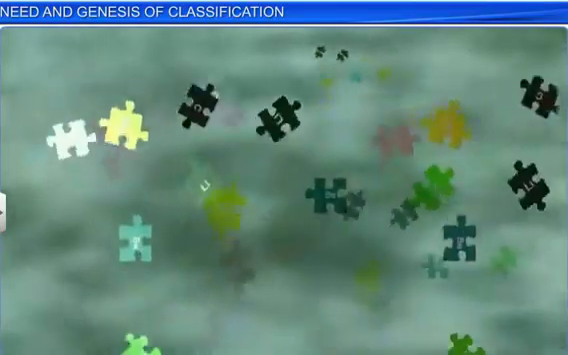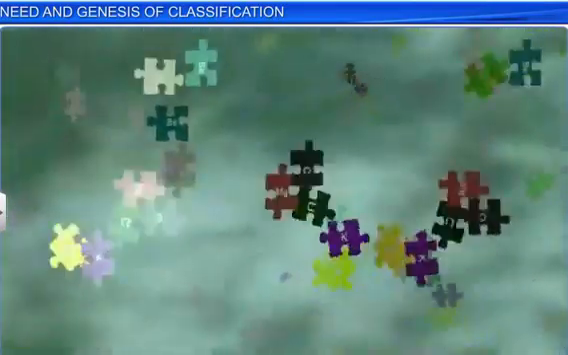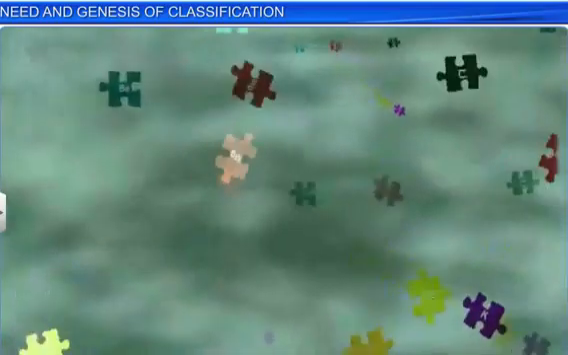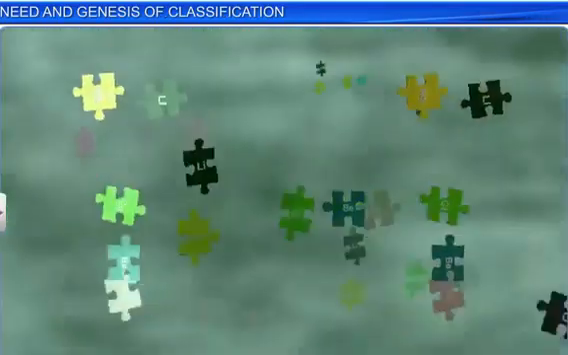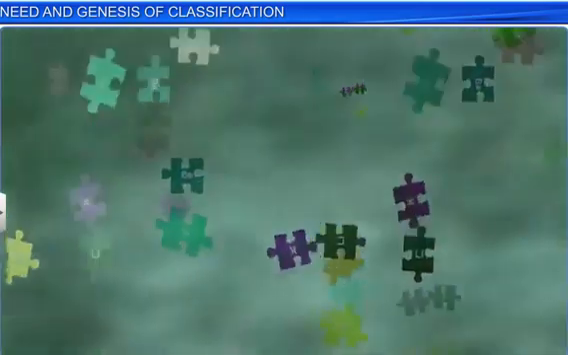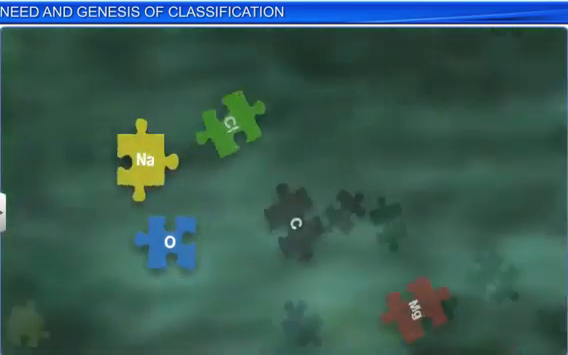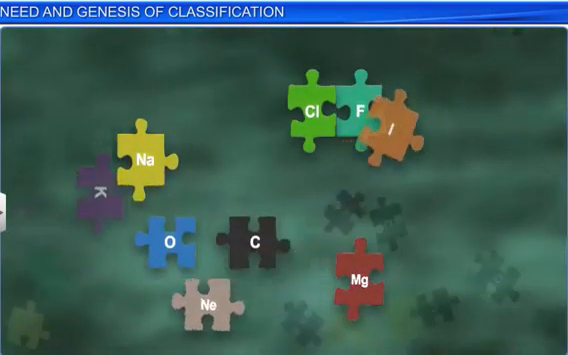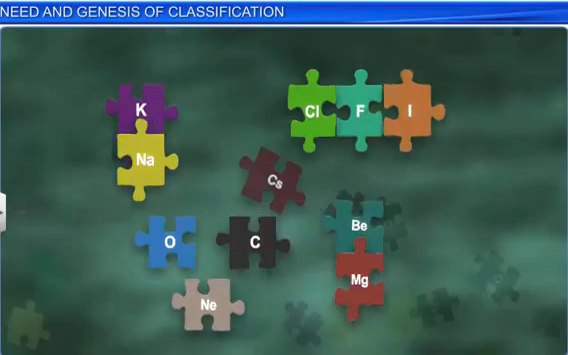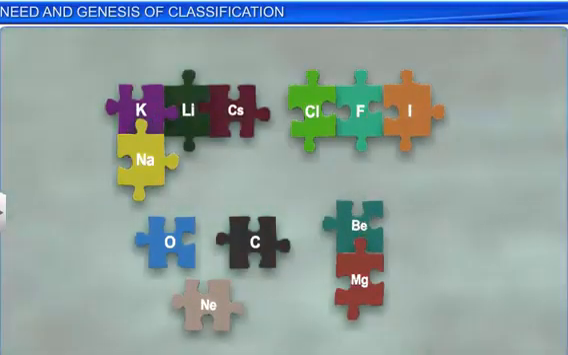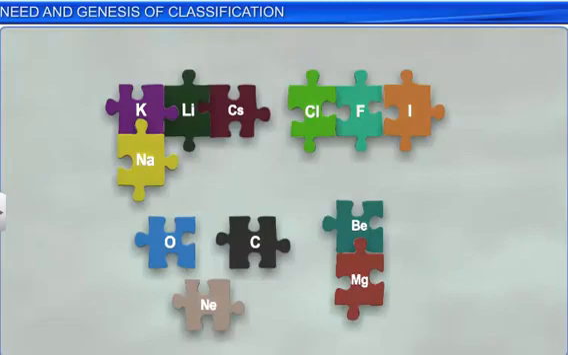Over the years, the number of known elements has gone up from 37 to 118, making it difficult to study them and their innumerable compounds individually. Hence, scientists started organizing them in a systematic way, such that those with similar properties were placed together and those with dissimilar properties were kept separate.